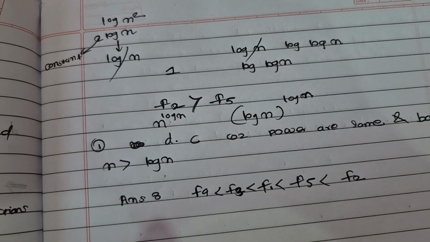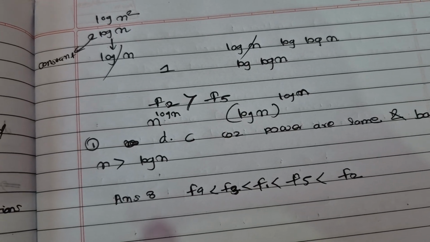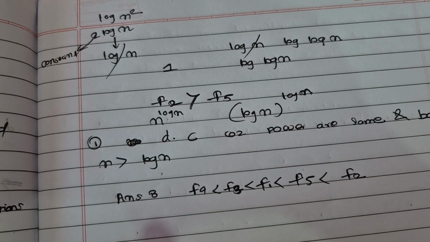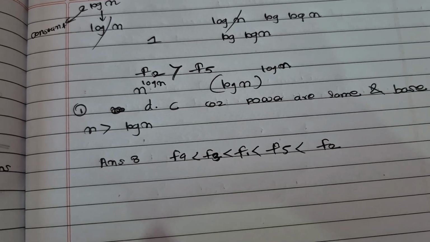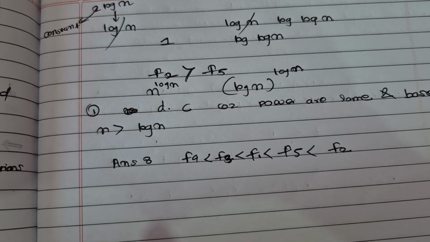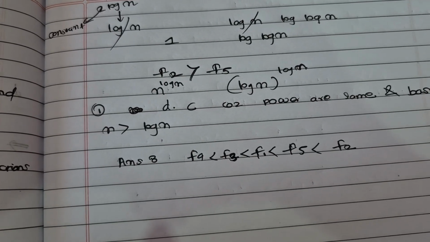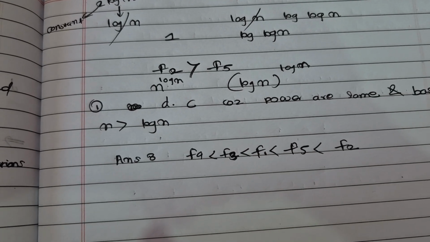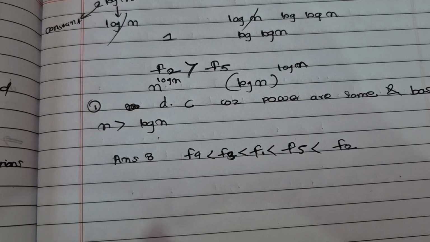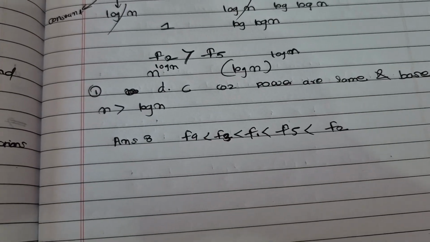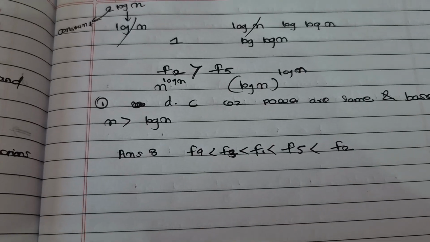Powers are same, so we can do direct comparison. So n is greater than log n to the power log n. So this is the final relation we are getting. Since f5 is less than f2, so f5 would come before f2 in the final answer. So this thing you need to check where f5 will get fit. You need to see that.